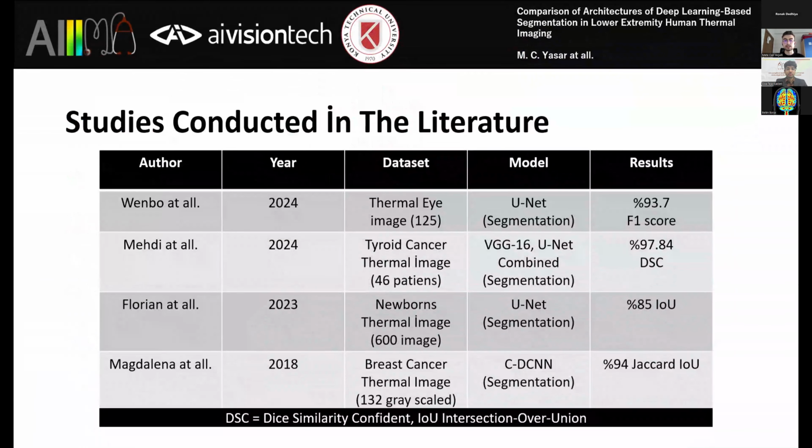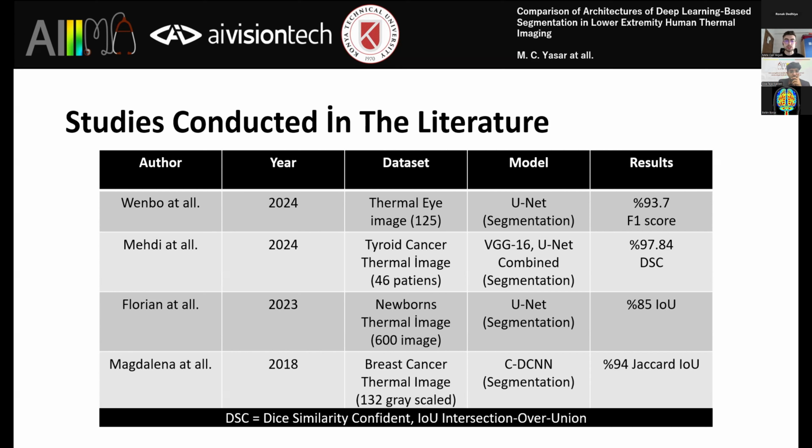Now, I will discuss recent studies and the literature concluded in recent years. In 2024, Wambo and colleagues analyzed 125 thermal images using the U-Net model, achieving an accuracy of 93.7% F1 score. In the same year, Mehdi and colleagues segmented images obtained from 46 treated cancer patients using the U-Net model and achieved experimentally 98% dissimilarity confidence.